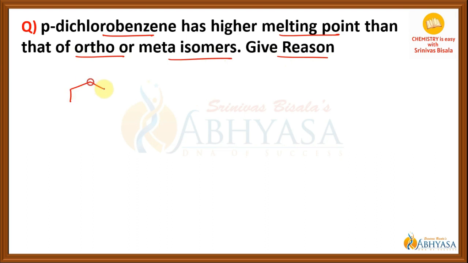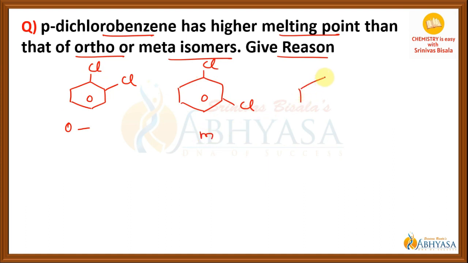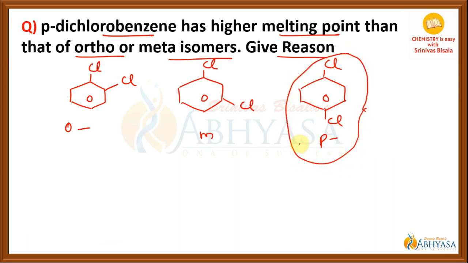So this is ortho dichlorobenzene. The two chlorines are adjacent in this benzene ring. Then in meta, the two chlorines will be at alternate positions. And in para, both the chlorines are opposite to each other, isn't it? This is the para isomer. Now when you compare these three, this para isomer is more symmetrical.